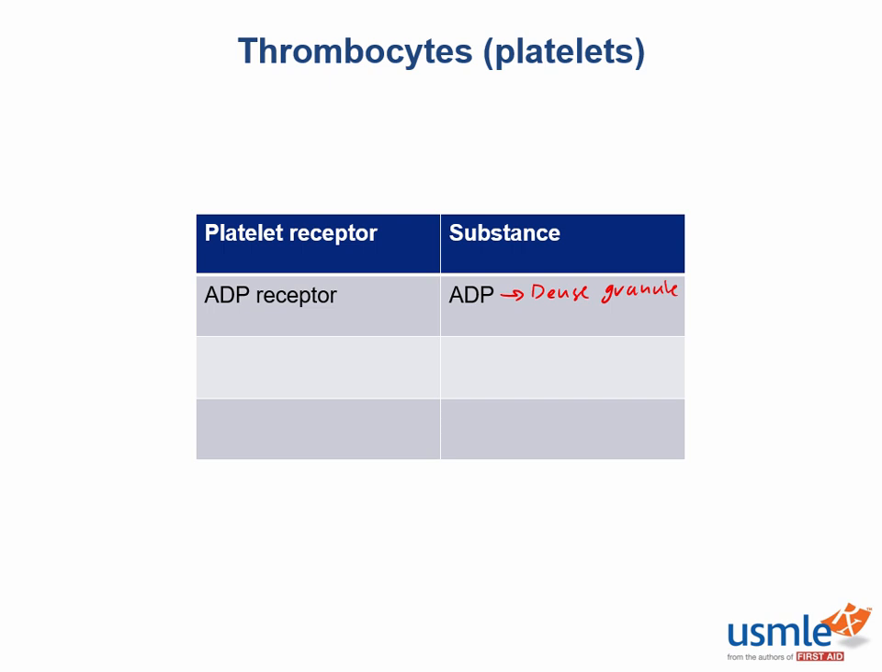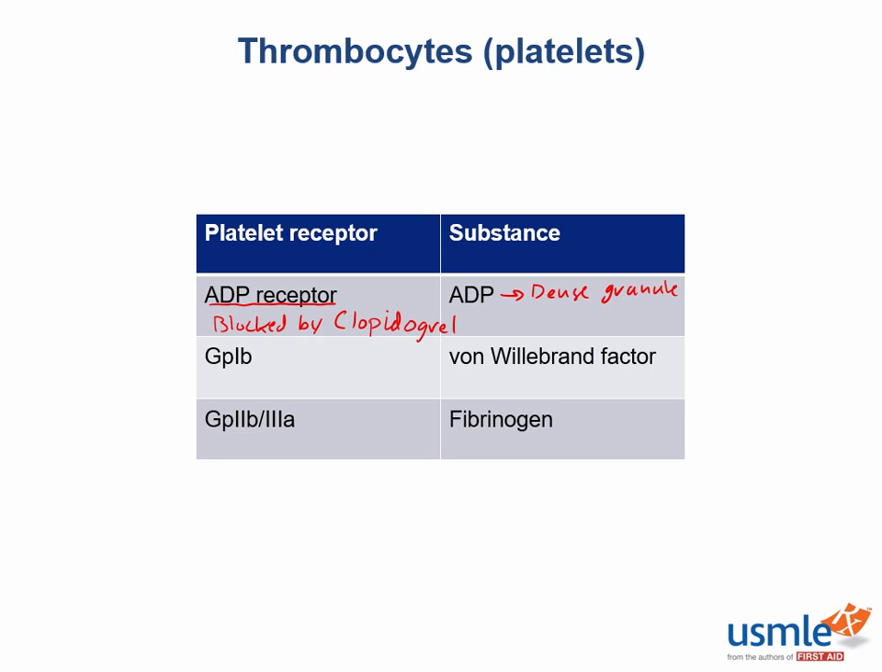And can you name a drug that actually blocks the ADP receptor? Great, that's clopidogrel. Some other important surface receptors include glycoprotein 1b, which binds to von Willebrand factor, as well as glycoprotein 2b3a, which binds to fibrinogen. And now while we're on it, can you name a drug that blocks the glycoprotein 2b3a receptor? There you go, abciximab. And which type of granules released von Willebrand factor and fibrinogen?